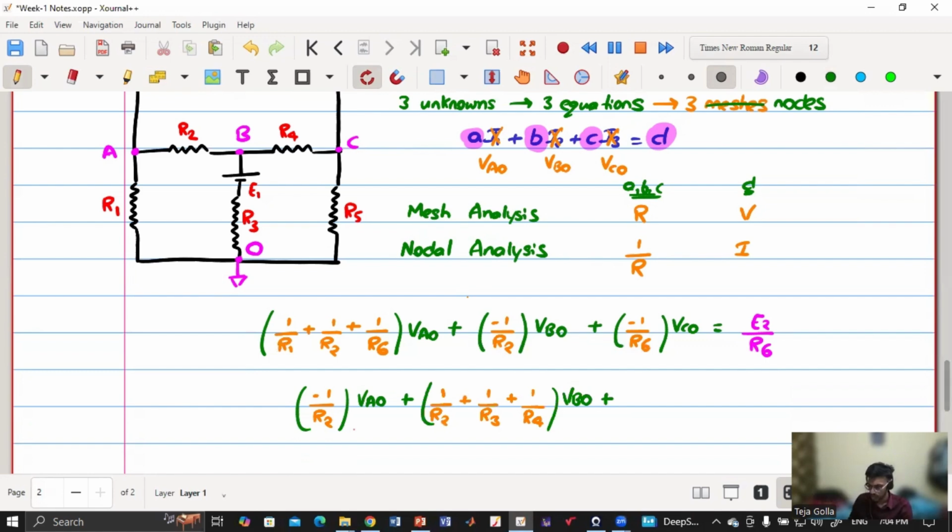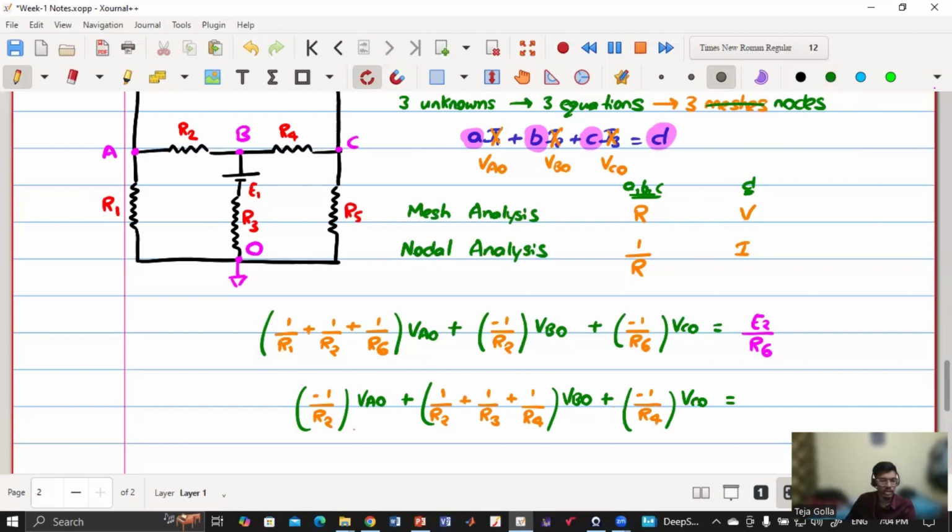Minus, now VCO. VCO is the negative of the resistance that is connected between B and C. So what is the value? Anyone? 1 by R4. It is R3, R4, right? B and C. So this is R4. Yes, R4. So minus 1 by R4 into VCO.